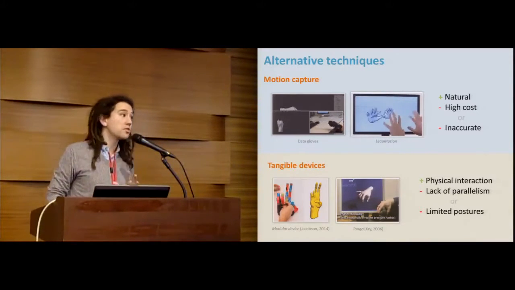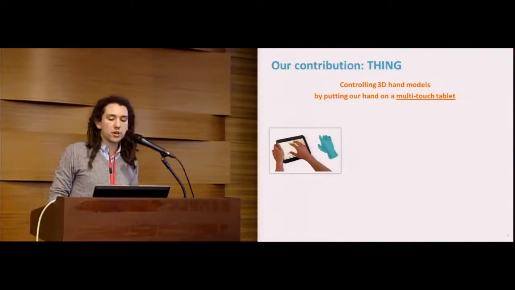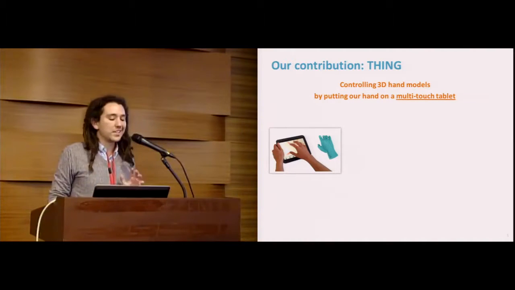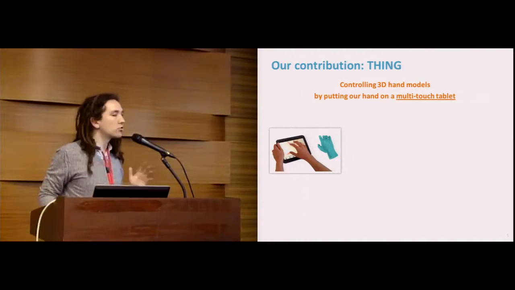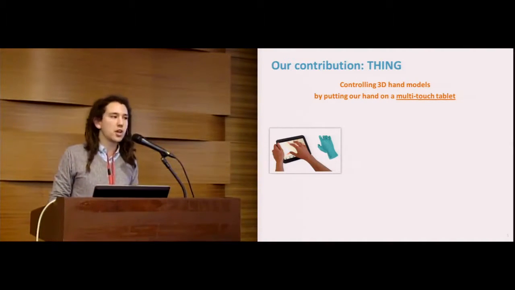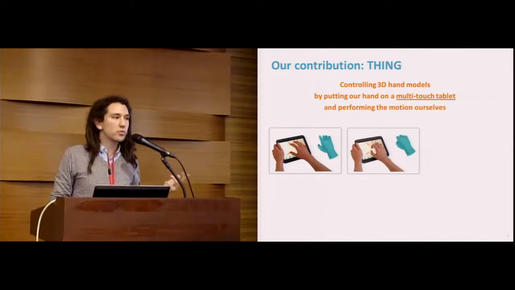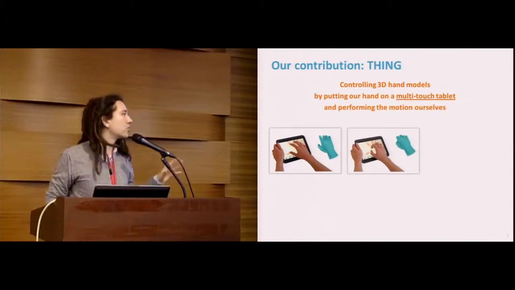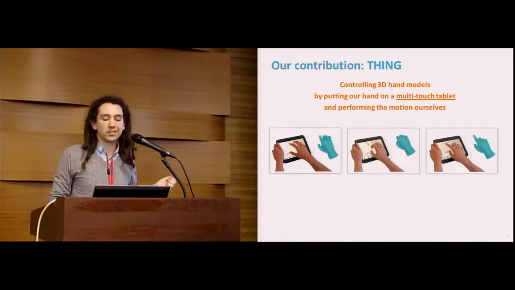So considering those limitations, what we developed is a system dedicated to hand animation that we call THING. And in summary, THING is about controlling 3D hand models by first putting our hand on a multi-touch tablet, and then performing the motion ourselves, for example, by making a fist or pointing a finger like this.